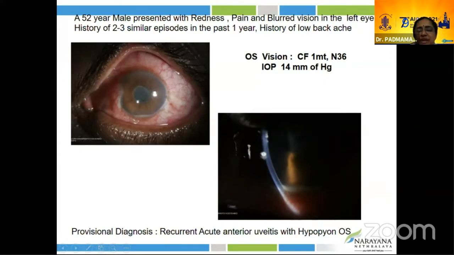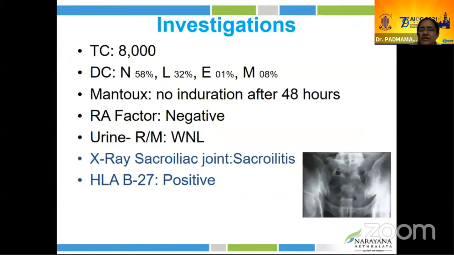We made the diagnosis of recurrent acute non-granulomatous anterior uveitis with hypopyon. On investigation, he had sclerosis of the sacroiliac joint, and HLA-B27 was positive. So this particular patient was put on systemic steroids and systemic immunosuppressive therapy and treated accordingly.